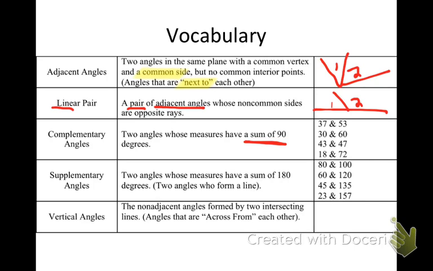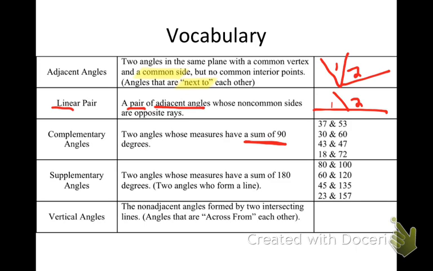Can anybody give me an example of two complementary angles? Beast, what are two angles that add up to 90 degrees? 45 and 45. Those are two complementary angles. Chris, what's another pair of angles? 50 and 10? Oh, wait, 90. 50 and 30? Right, 50 and 40. 50 and 40 would be complementary angles there. And then there are examples here as well.